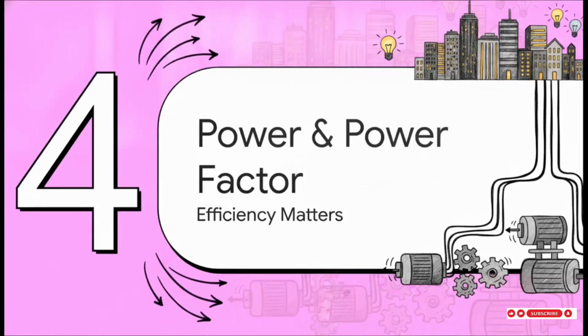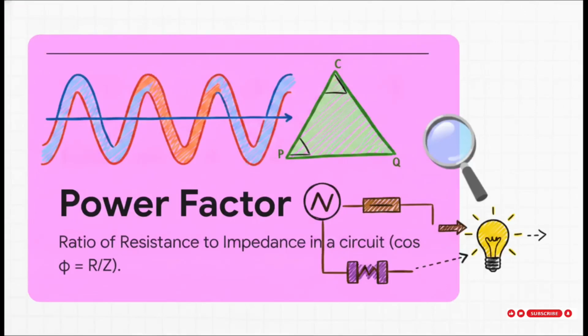Part 4. Power and Power Factor. Understanding the race is super cool, but in the real world, we care about doing actual work. You know, lighting up cities, running huge motors, and that requires power. Which brings us to arguably one of the most important concepts in all of electrical engineering, the power factor. Power factor is simply the cosine of the phase angle between voltage and current. In math terms, it's the ratio of resistance to total impedance, or R over Z.